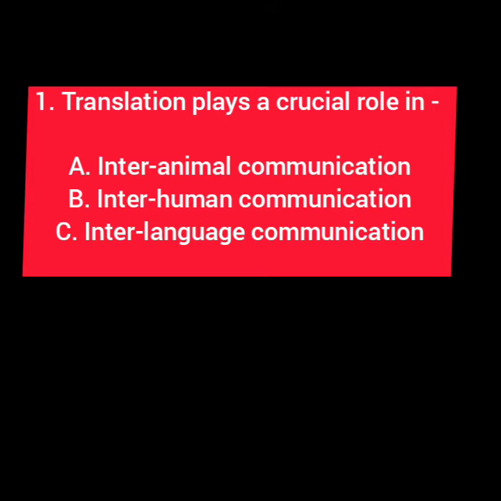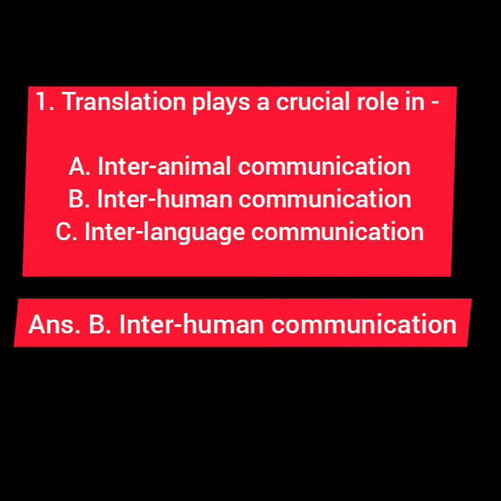So I think you have done it. Now let's check out the right answer. The right answer is option B, inter-human communication. So translation plays a crucial role in inter-human communication.